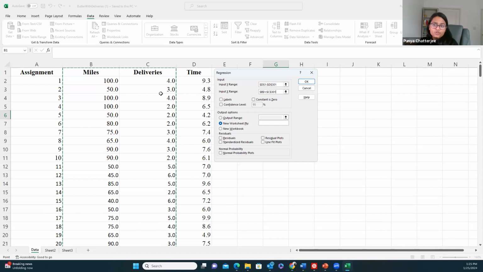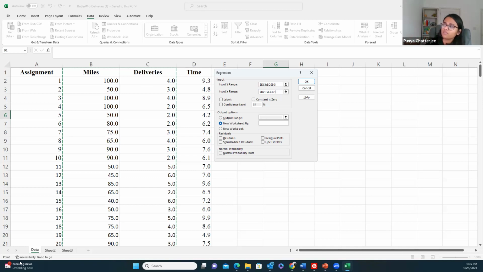Whenever you're doing regression, you need to make sure that all of your independent variables, your X's, are together in the same place. For example, if miles is in column B and deliveries is in column E, Excel cannot take those. They need to be side by side, so it has to be B and C. If you have data like that, you have to move it around to make sure your independent variables are side by side so that they can be selected together.